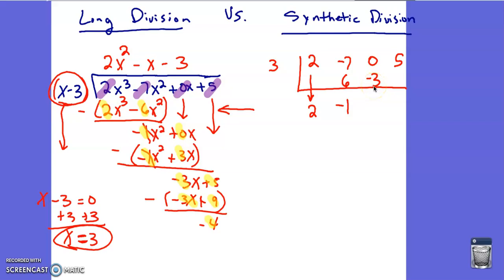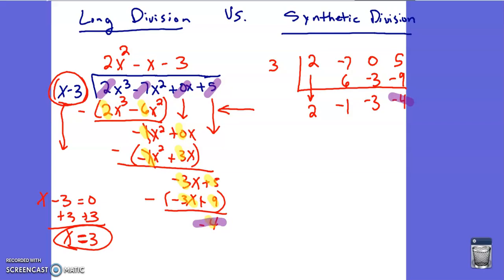So you're basically going to multiply, add, multiply, add, multiply, add. That's what you keep doing in each of these columns. So this is negative 3, and then 3 times negative 3 is negative 9. And then add that final column, and I end up with negative 4. Notice the remainder, negative 4, is what I got over here as well. So with a lot less work using synthetic. So again, bring down the first number, and then multiply, add, multiply, add, multiply, add until you're finished. And then the remainder is negative 4.